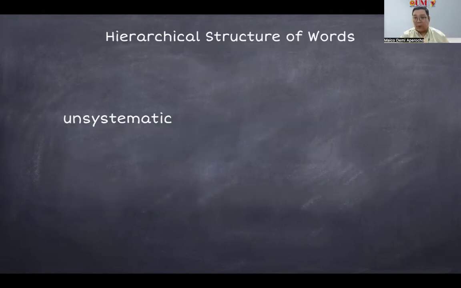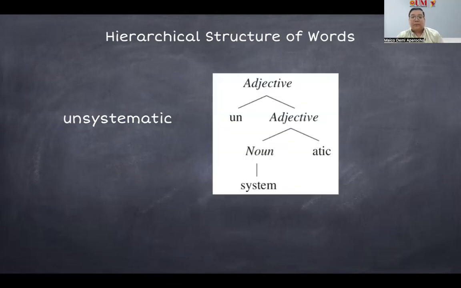Now, for example, the word unsystematic. We can have the hierarchical structure of this word using this diagram. Of course, the word unsystematic is an adjective, and we parse out first the prefix "un." So we have now systematic, which is an adjective. And then we parse out "atic." So what's left is system. Because we have already parsed out "un," what we have here now is the noun system.